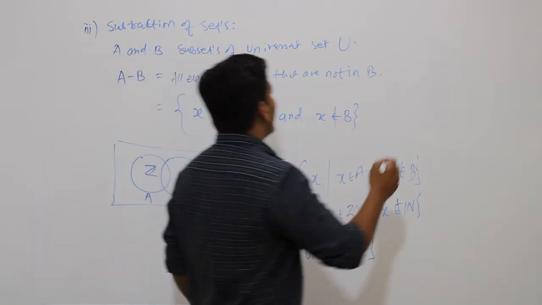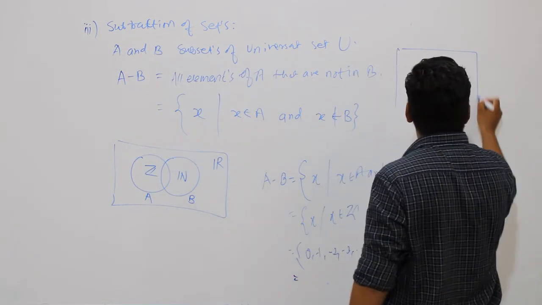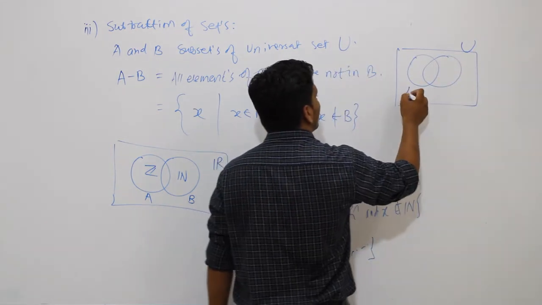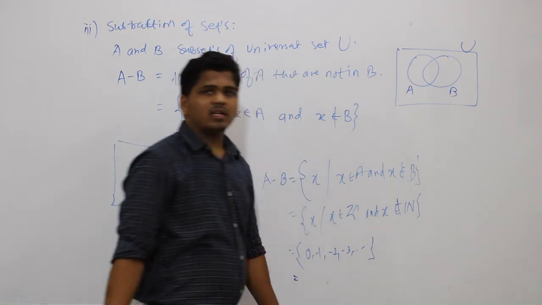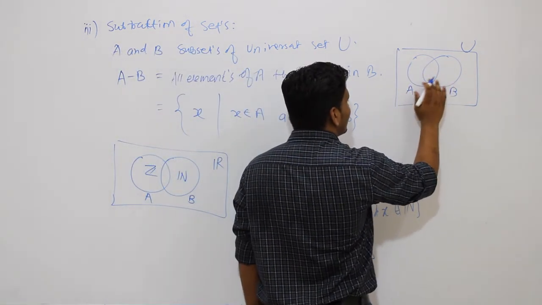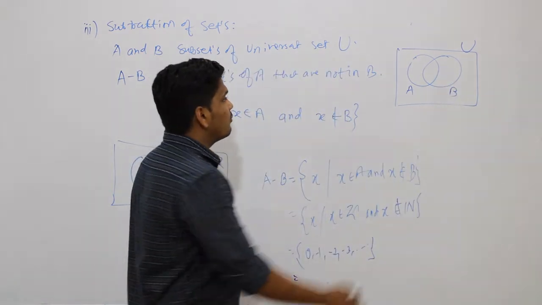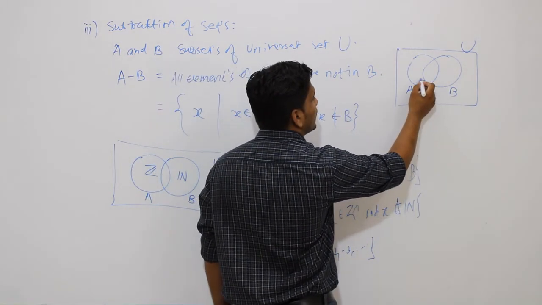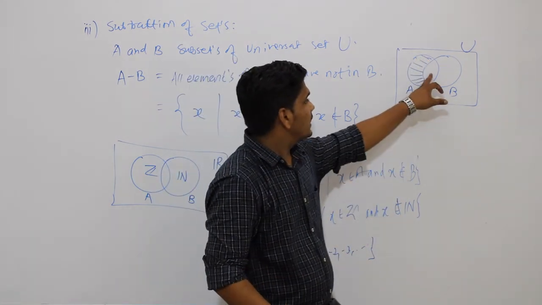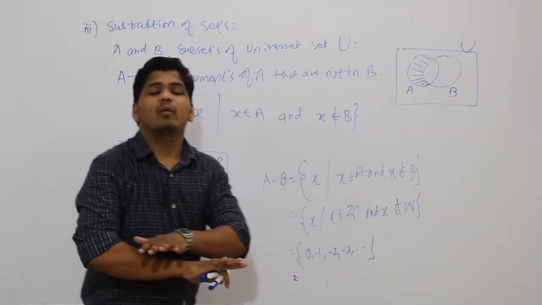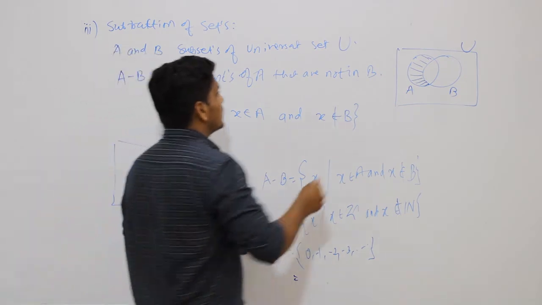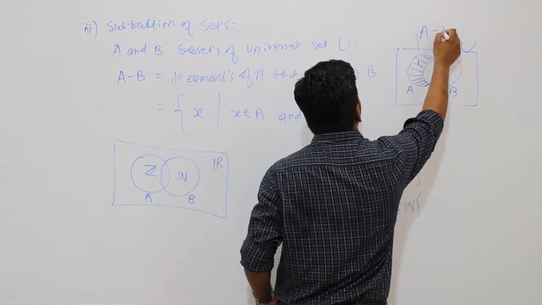By Venn diagram, what will it indicate? Suppose this is my universal set U. This is my A, and this is my B. What does A minus B consist of? A minus B consists of all elements of A that are not in B. I am not considering elements of A that are here, that are in B also. I will just subtract the elements of B, and then I will get A minus B. This set is nothing but A minus B.